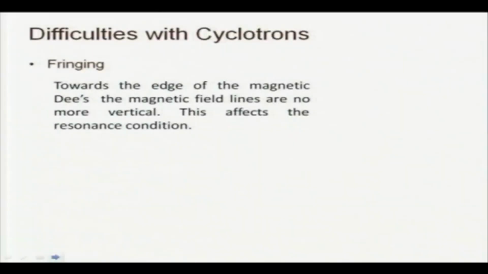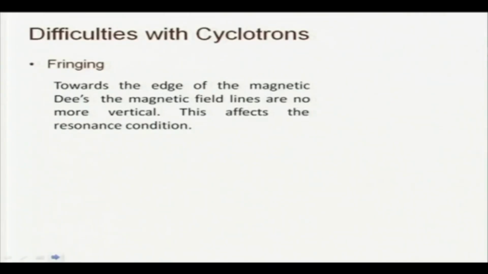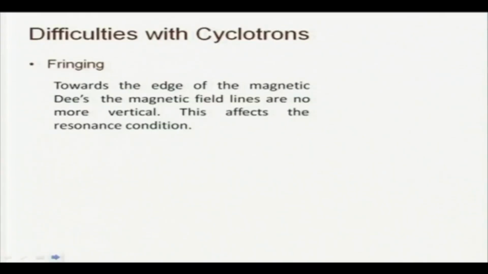We had discussed the basic electrostatic accelerators and then further the cyclotrons, which use the magnetic and electric fields to accelerate the charged particles. One of the difficulties with the cyclotron is that there is a fringing effect when a particle moves towards the edges of the Ds that are used. I suppose you remember what the configuration was.